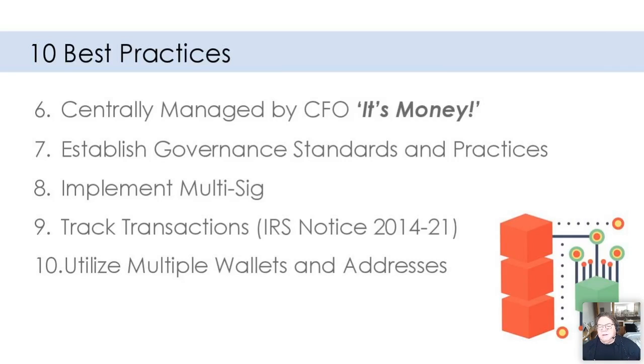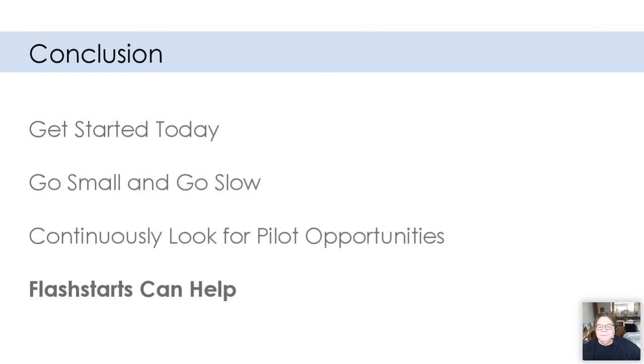And we're working on developing a Flashstarts governance standards document. We should be there probably in June. That incorporates what we believe to be the best practices around Bitcoin governance within your CFO office. And one of those things is clearly going to be creating and using multiple wallets and addresses for different purposes. Not everybody does that. There's some significant benefits. So those are the top 10 best practices.